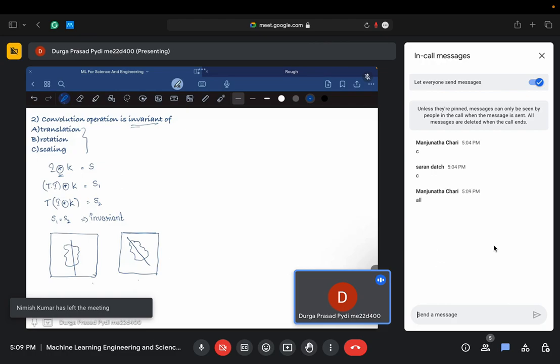How do I know if it is invariant or not? So how do I write mathematically the convolution operation? All of them are invariant. Okay, so how can I decide whether it is invariant or not? On what basis have you given this answer, that convolution is invariant to all three options?